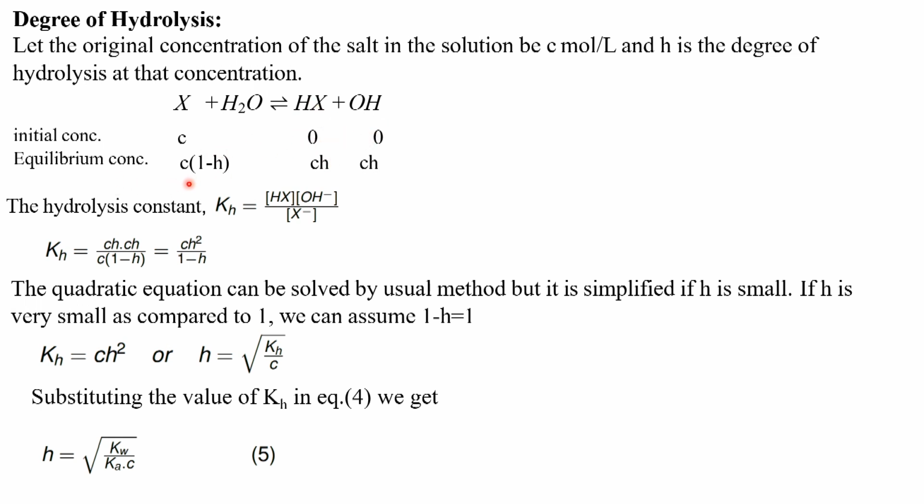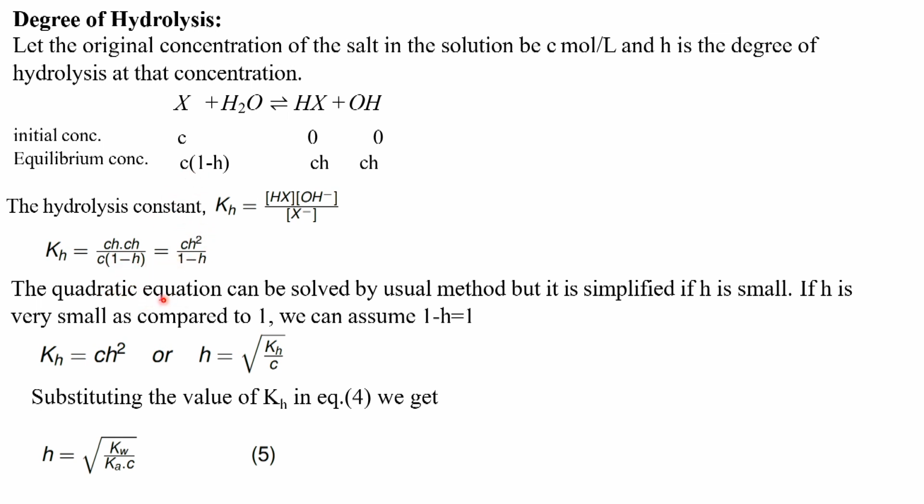So, at equilibrium we have C times (1 minus h), because h is the degree of hydrolysis, and we get Ch for HX and Ch for OH minus. So, the hydrolysis constant Kh is products by reactants: concentration of HX times concentration of OH minus by concentration of X minus. If we substitute this, we get Ch times Ch by C times (1 minus h).